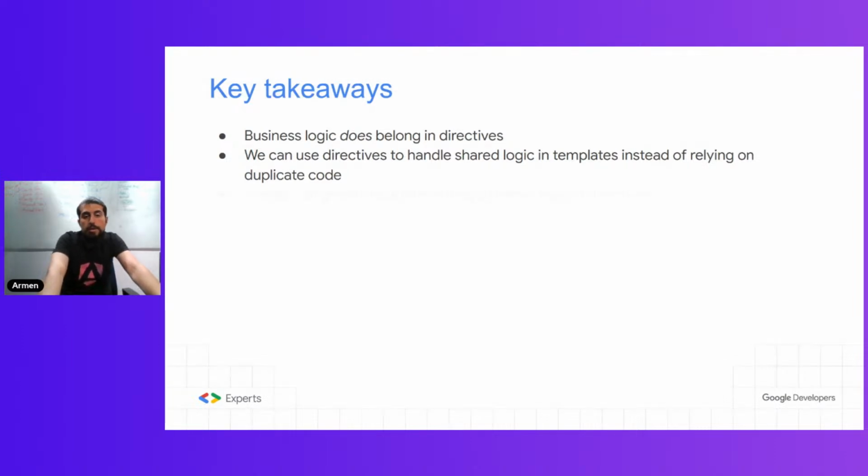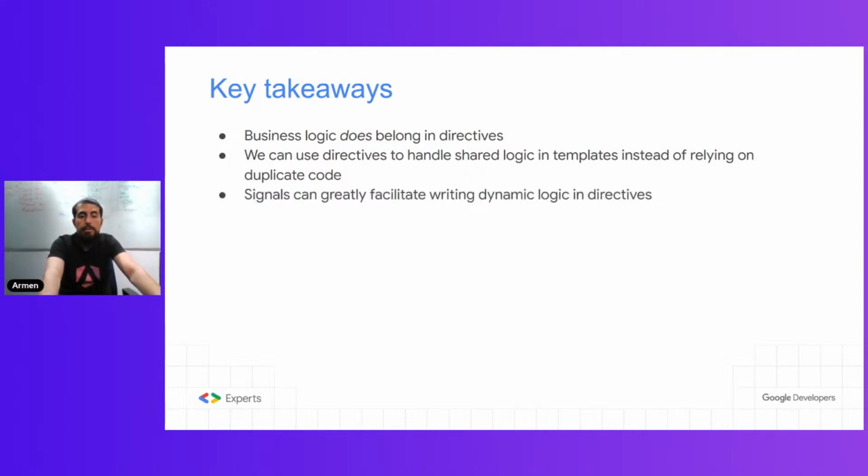We also saw the signals. We can use signals in directives. It can facilitate writing quite dynamic logic that depends on inputs, outputs, and so on. And in the end, we can just use structural directives to help us with the code clutter in the templates.